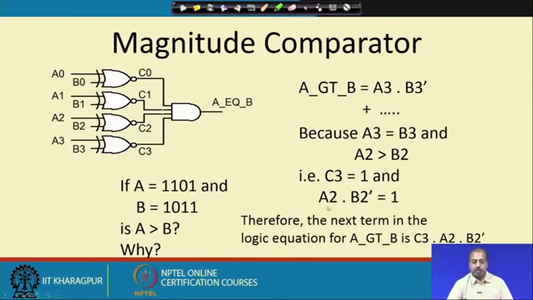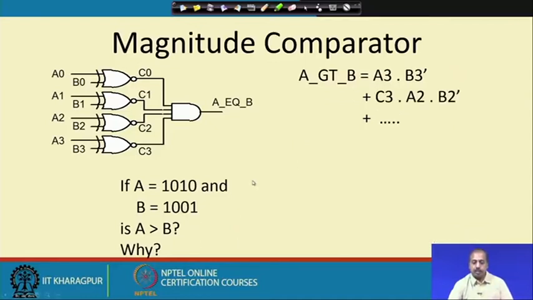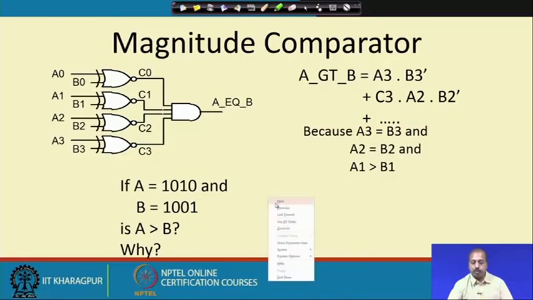So, we have got C3 as A3 equal to B3. The condition becomes C3 and A2 and B2 bar, B2 dash. That way, if we just shift by one more position, you will get one more condition there. So, that will be A3 equal to B3, A2 equal to B2 and A1 greater than B1.